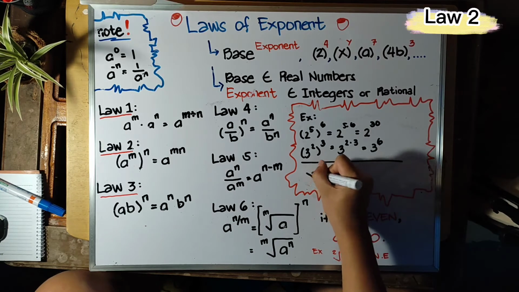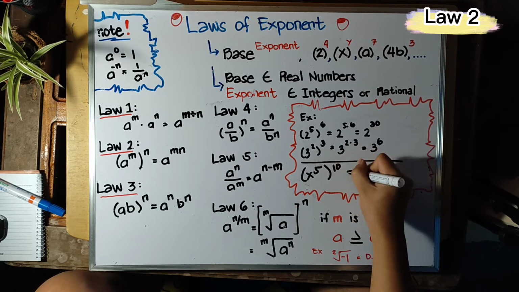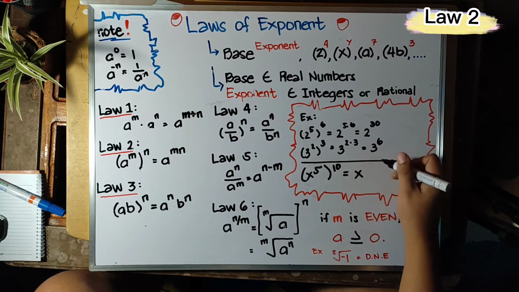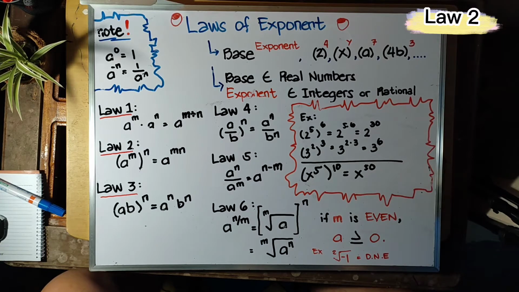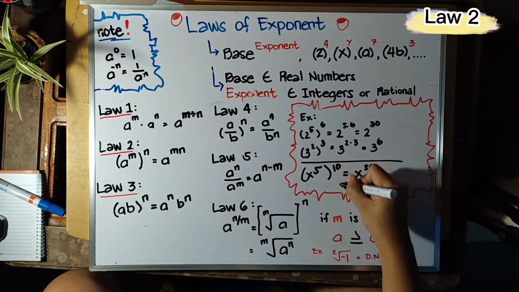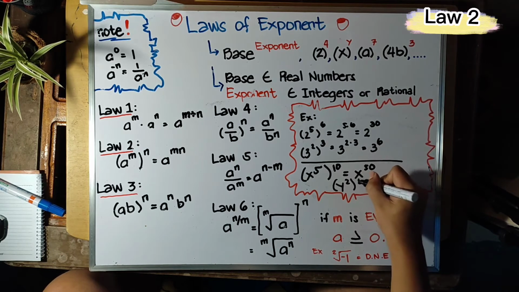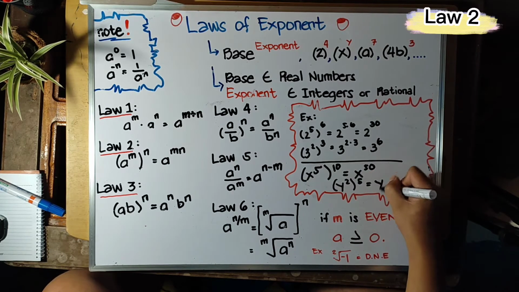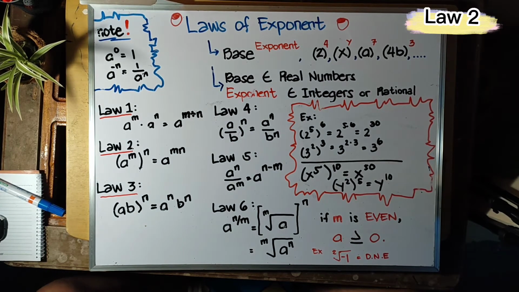And same as well for the indeterminates. See for example, x to the fifth raised to 10. The resulting expression is x raised to 5 times 10, which is 50. Say for example, y squared raised to 5 is just y raised to 2 times 5, which is 10. Okay? Madali lang.